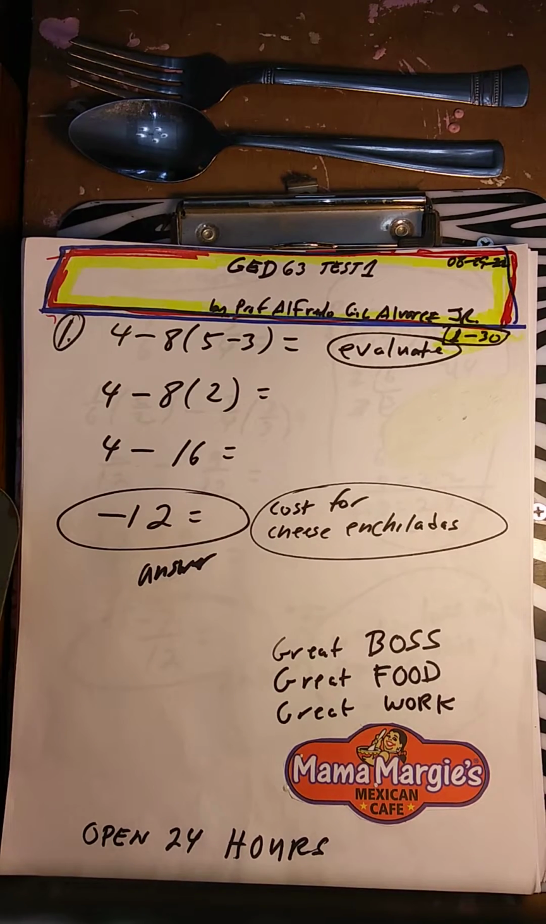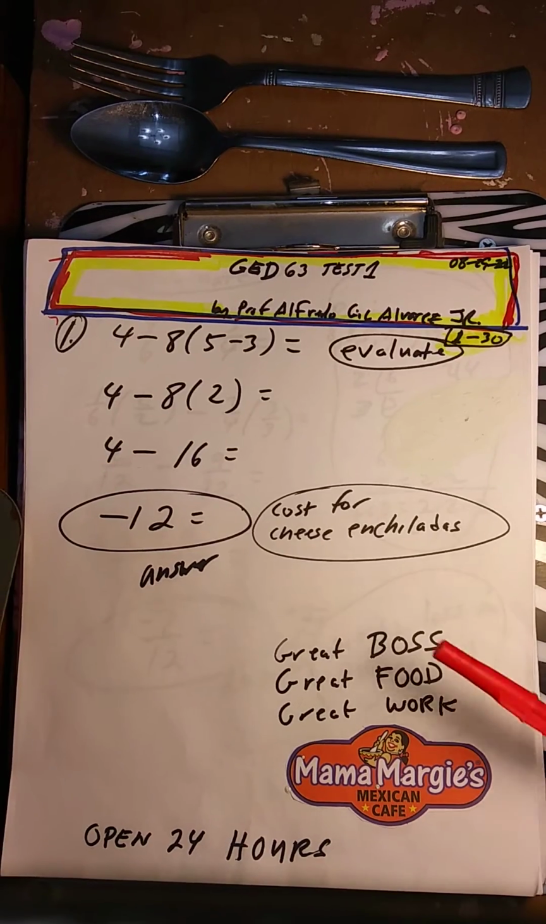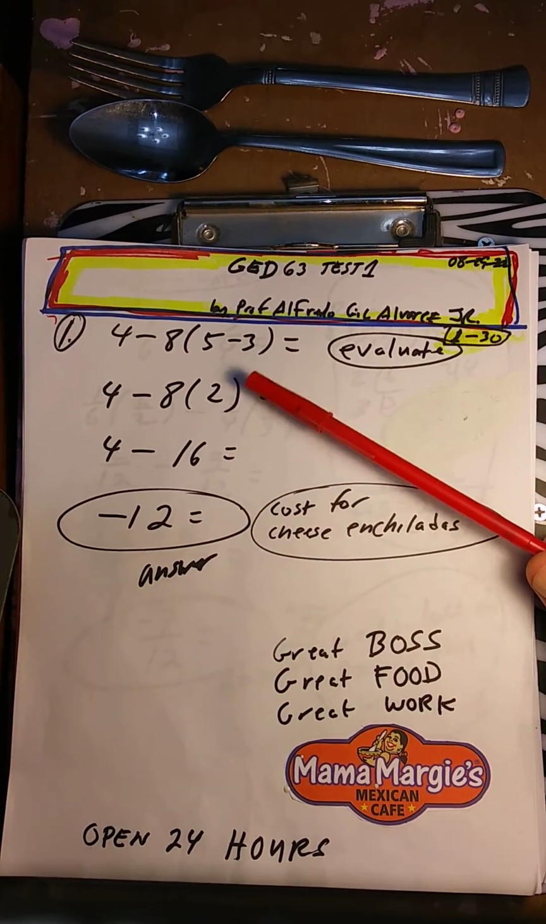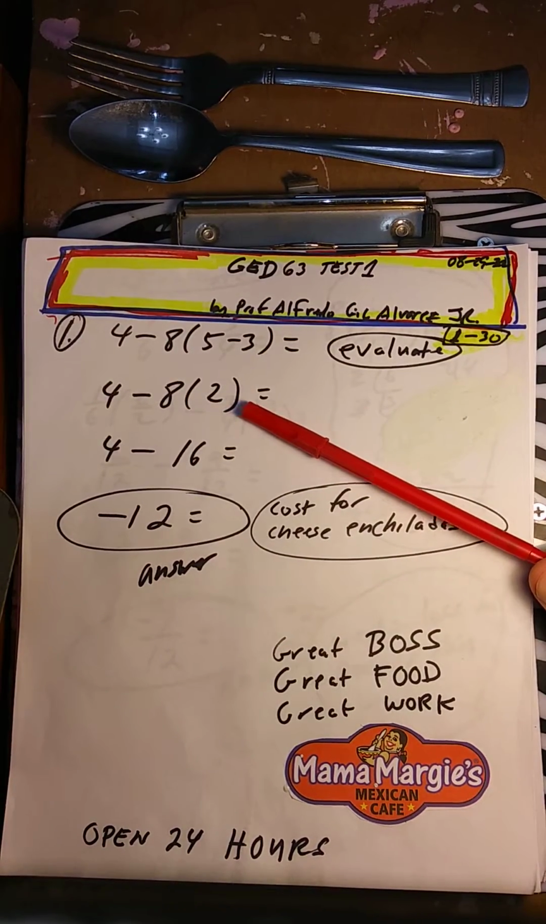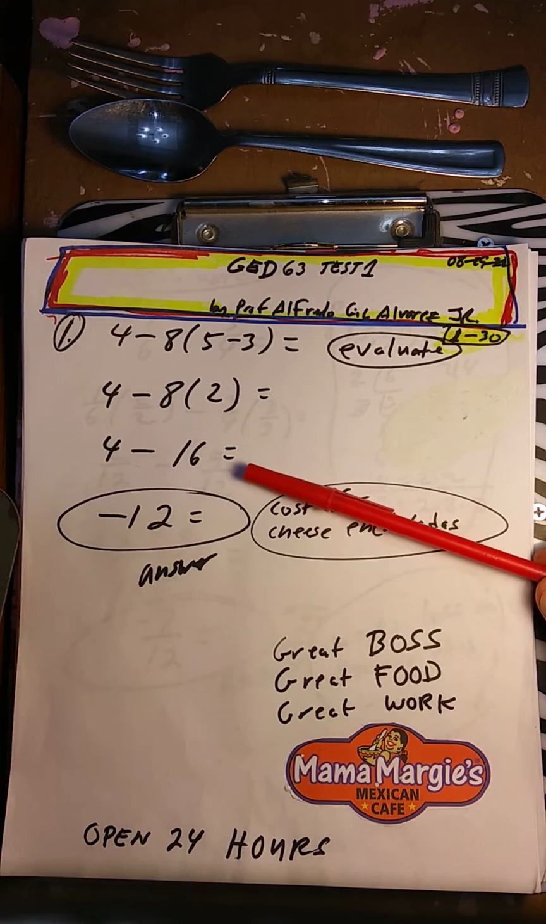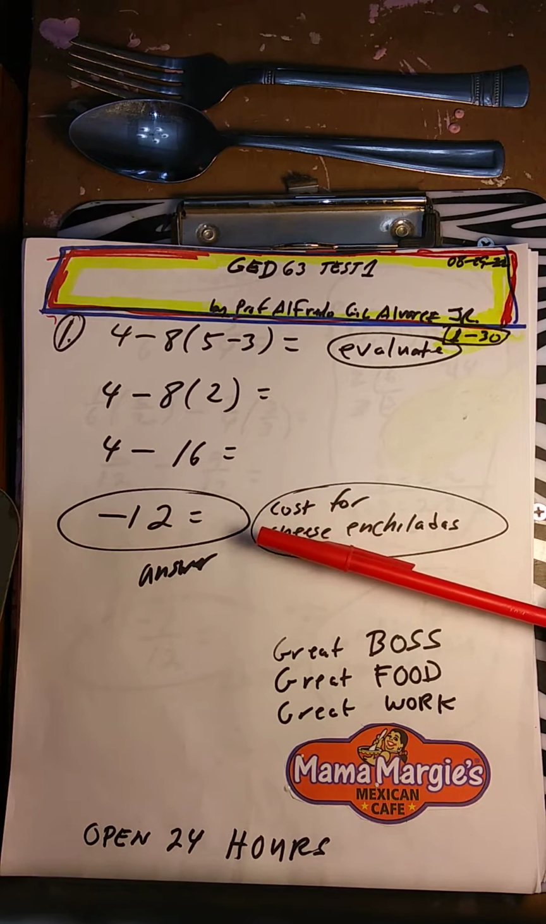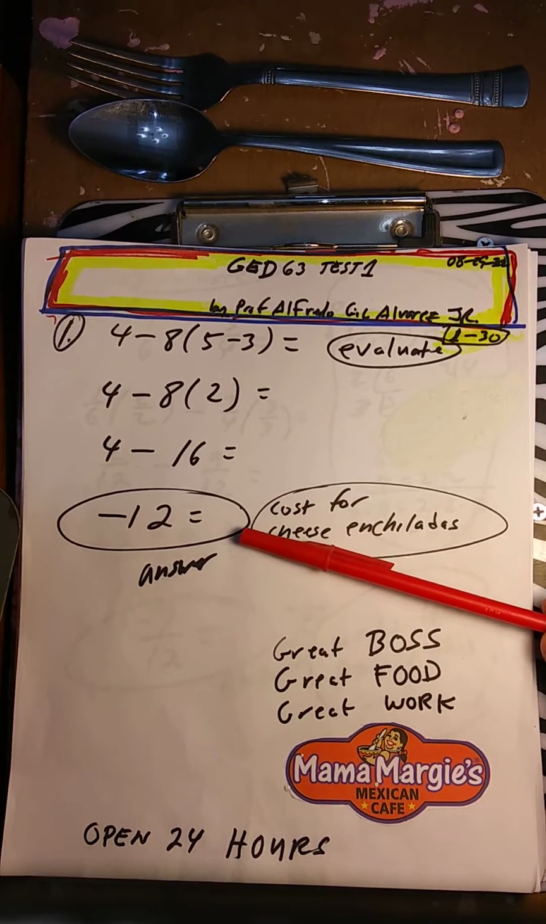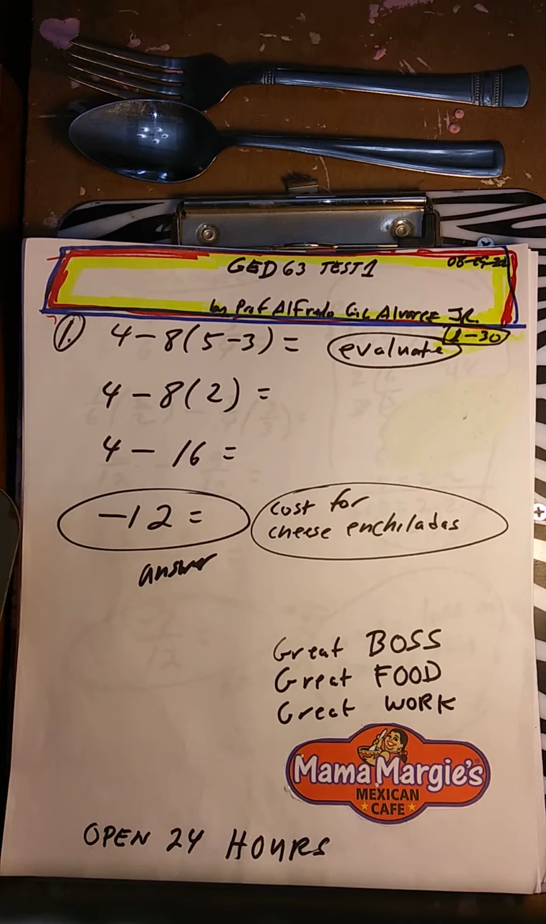Alright, we have the expression right there: 4 minus 8 parentheses 5 minus 3. Do the parentheses first. 5 minus 3 is a 2. Now, order of operations, you have to do multiplication. So you multiply the negative 8 times 2, which is a negative 16. So now you have 4 minus 16, which is a negative 12. Okay? Like the cost for cheese enchiladas.